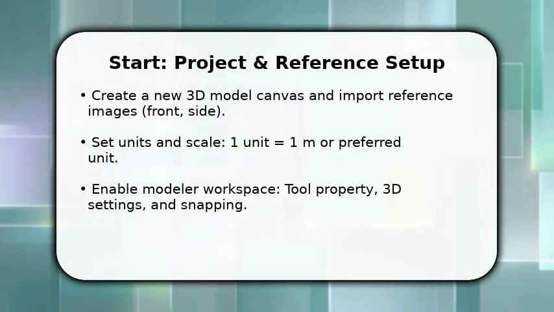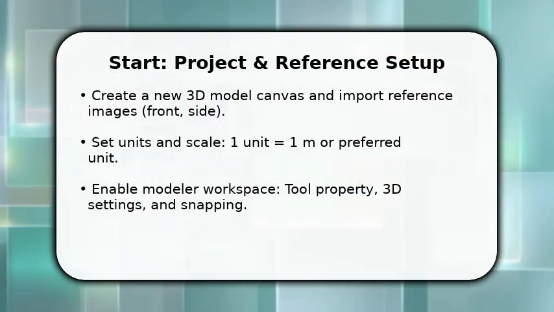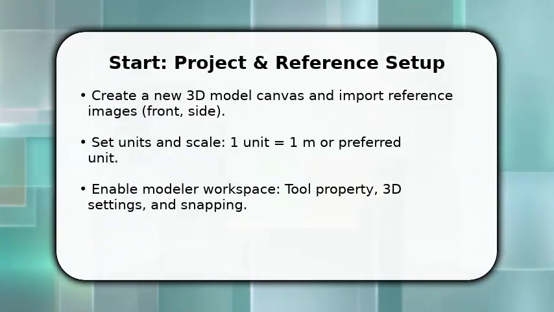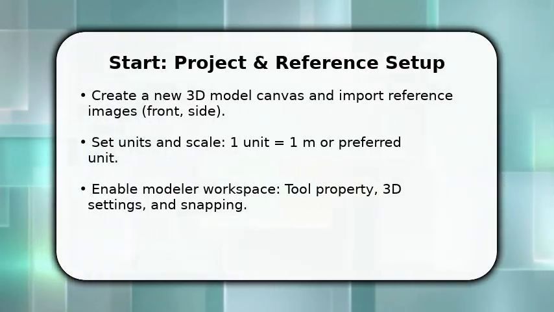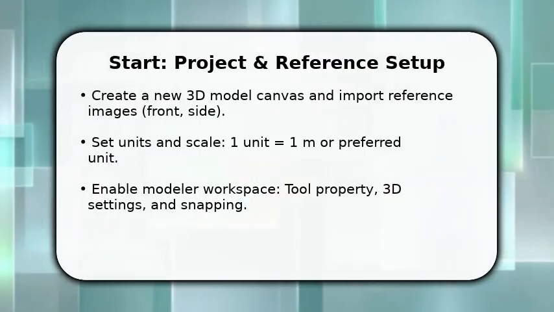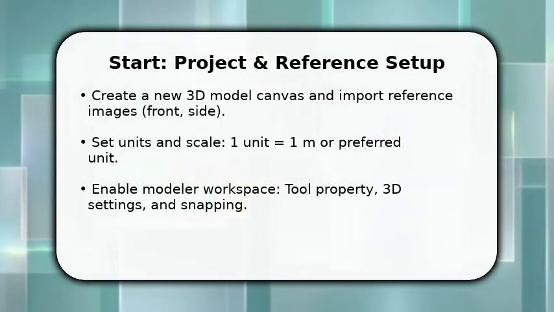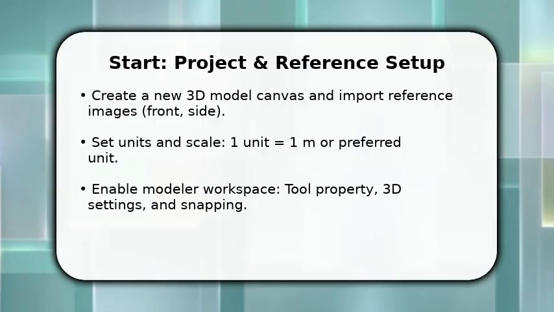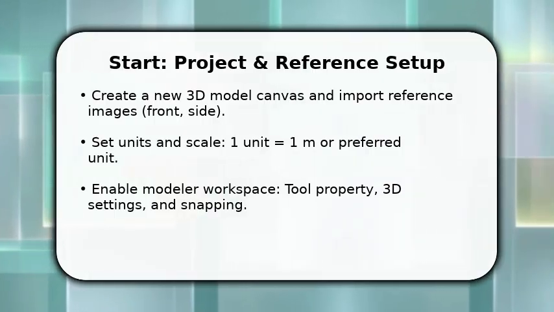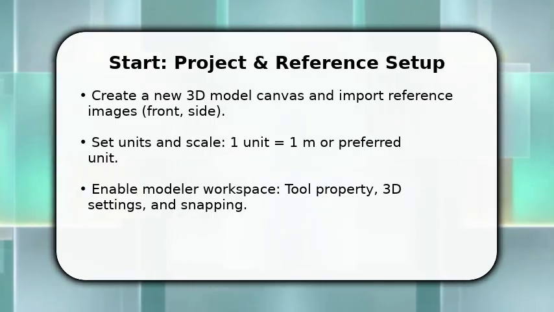You begin by preparing the scene so modeling stays fast and accurate. Import front and side reference images, align them on orthographic planes, and set your units to match the final output. Next, open the modeler workspace and enable snapping and grid to keep proportions consistent. Once done, create a simple base mesh primitive, cube or sphere, so you can block form quickly. This early structure saves time and avoids rework later.